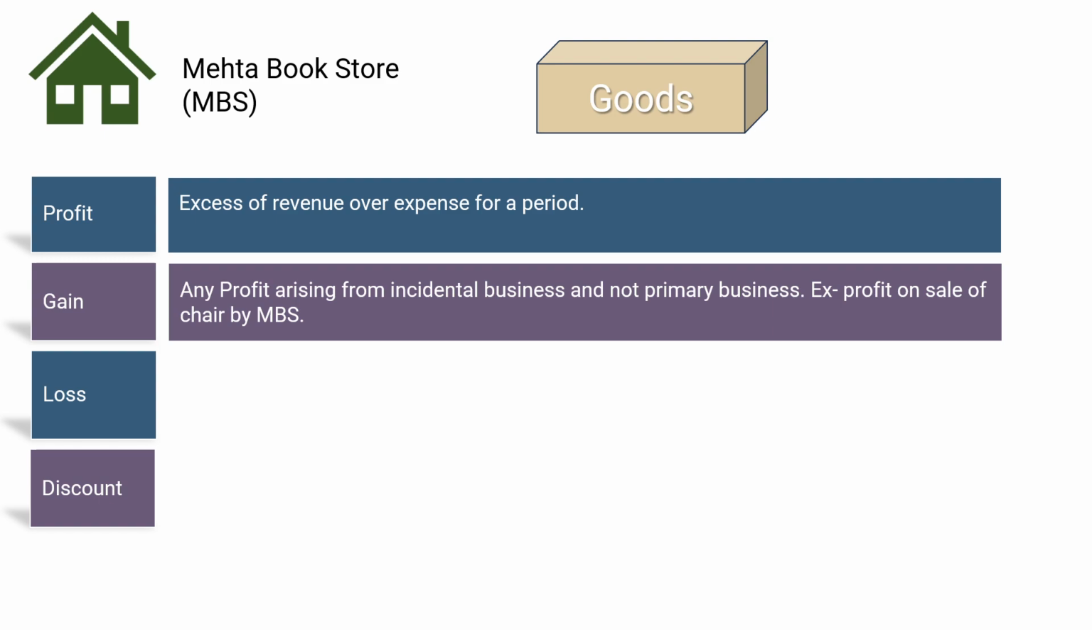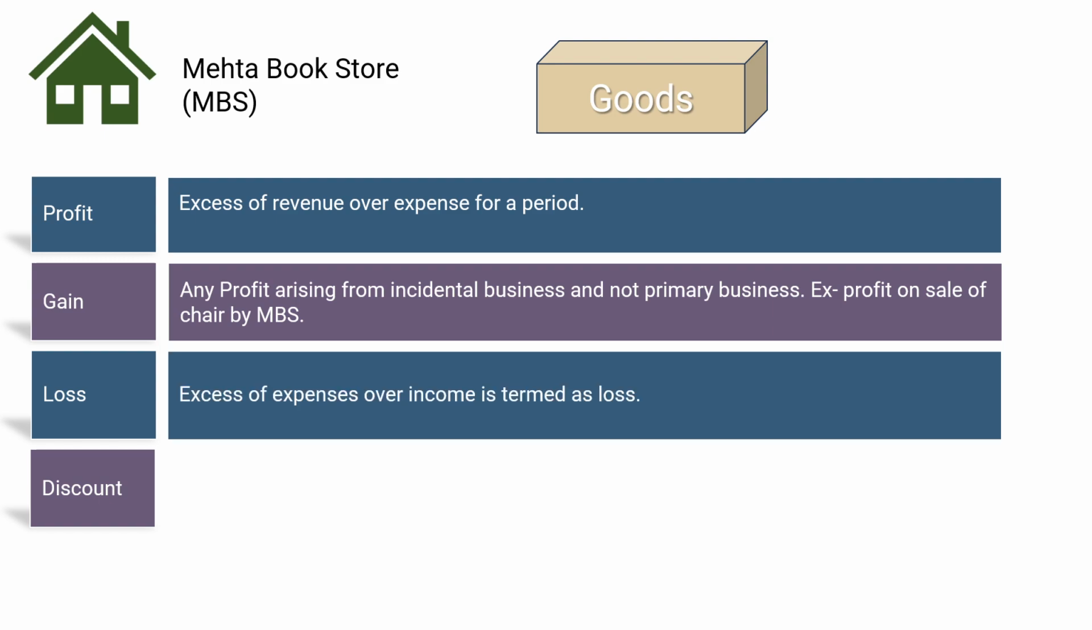But that is not your normal business. Your normal business is buying and selling of stationery. This is an incidental or secondary business. So any amount of profit which is generated not from the primary business is called gain. Loss, as I said, is the excess of expense over income.